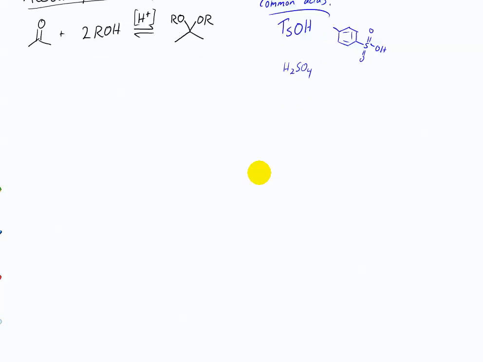Okay, so rather than just go through the mechanism, let's try to figure this out together. Why this happens the way it does, based on those mechanisms that we just saw. And then we'll be done. So we're going to react this with, let's say, ethanol and TsOH.